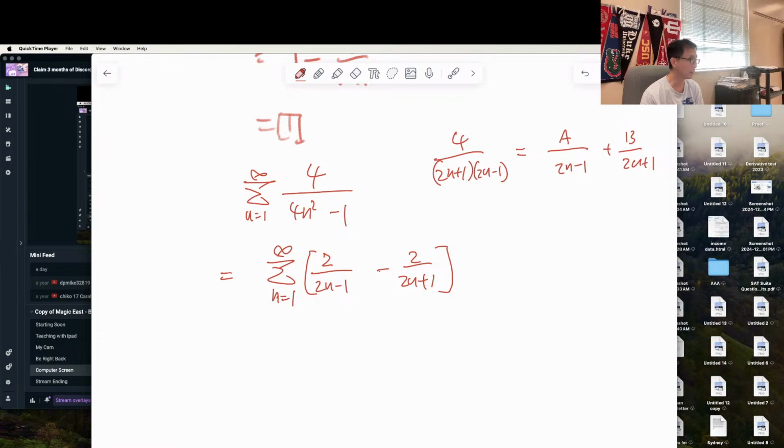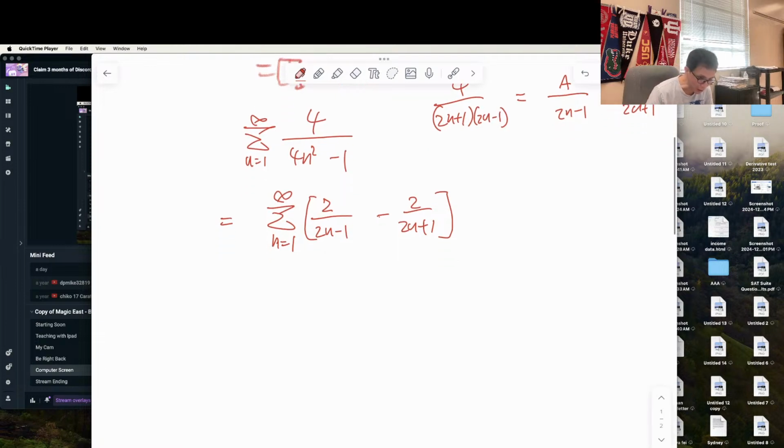Ethan? Okay. So now we're gonna start plugging in the values. What is the first one? 2 over 1, right? Minus what? 2 over 3. And then plus, what's the next one? When n equal to 2, it'll be 2 over 3, right? Minus what? 4 over 5.